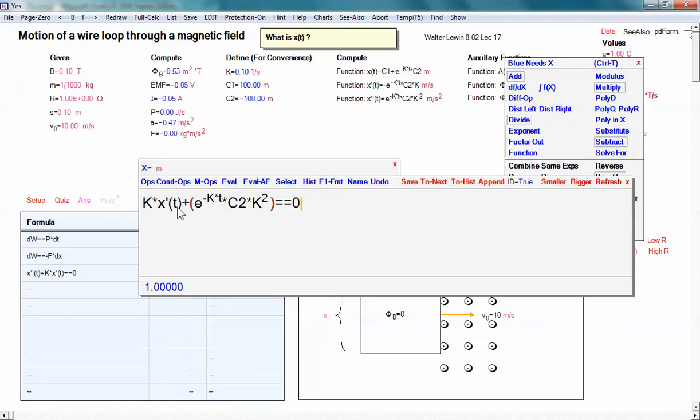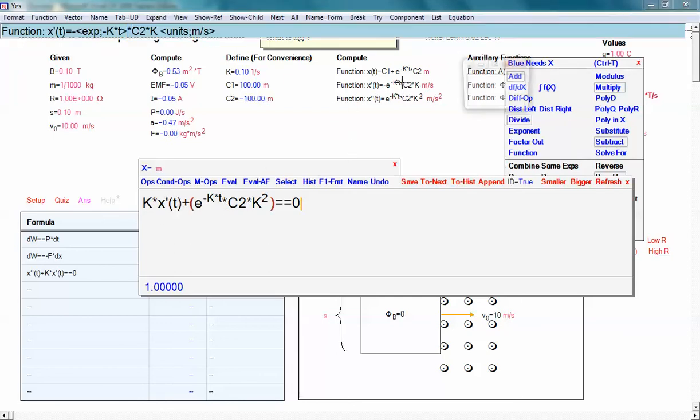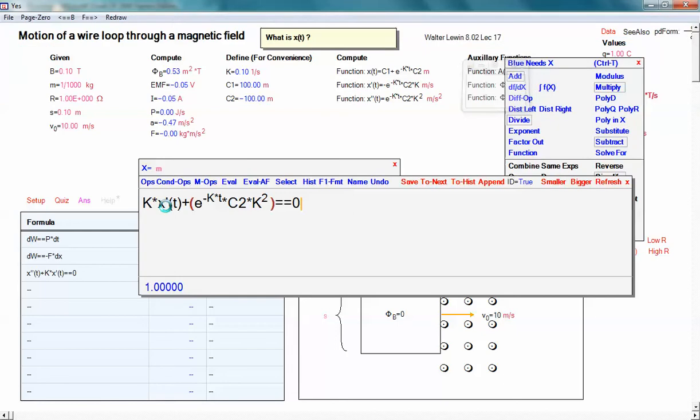I got x prime of t in there. I'm going to substitute that in there. Notice what happens. We have a k squared here, a k squared here. We have a c2, e to the minus kt, e to the minus kt with a minus in front. So if I get rid of these, if I sort of expose this piece, it will collapse it into 0 equals 0. That says that we do have a solution.